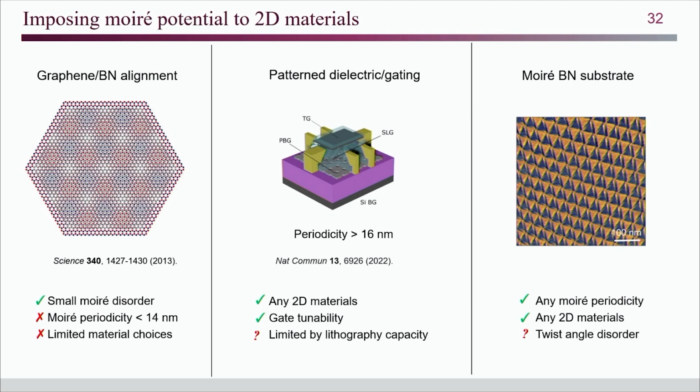The advantage of the Moiré polar substrate is that it can be applied to any materials and with any Moiré wavelengths. I should still mention that the twist angle disorder is a potential limitation, and we are still trying different fabrication methods to improve that.